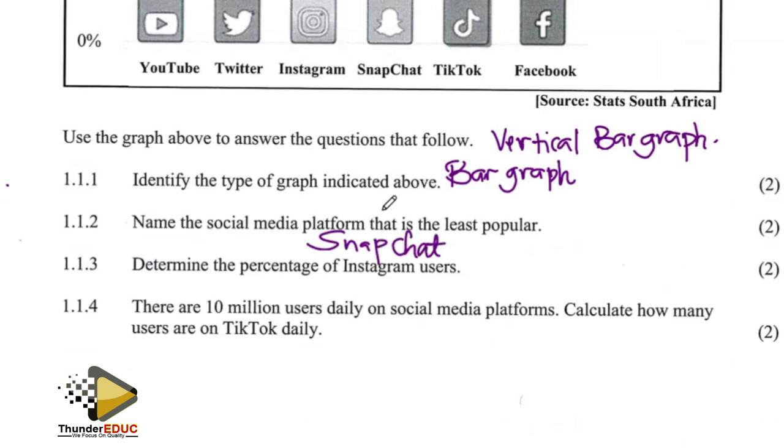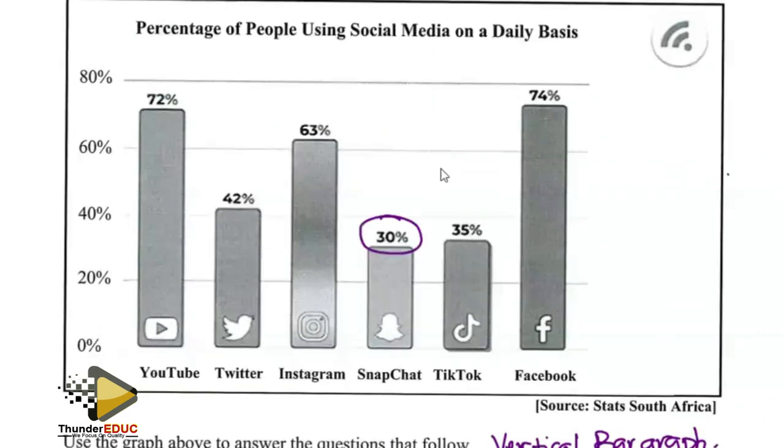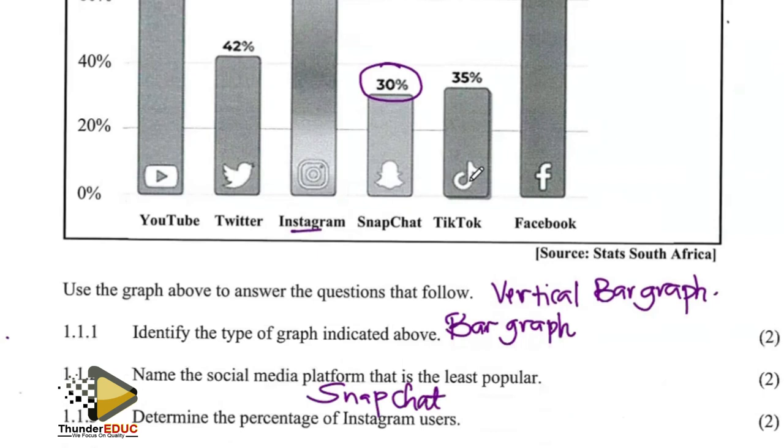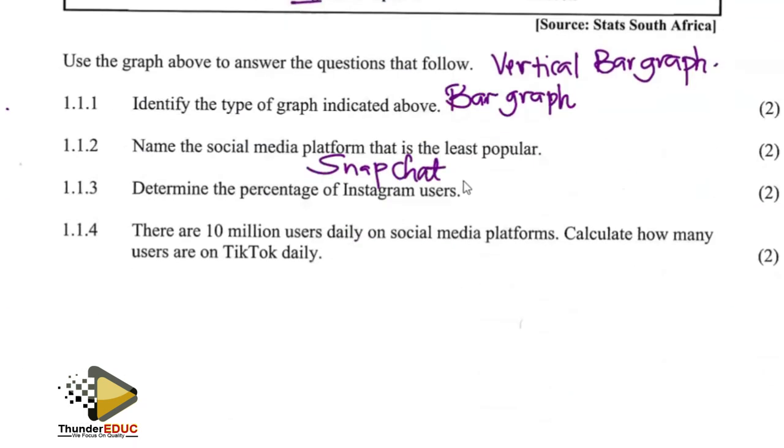All right, determine the percentage of Instagram users. We are determining, actually, you just have to identify it, it's this one here. Instagram, it's this one, and the percentage is 63%. Come down here, write it. Remember, they said determine the percentage. They didn't say determine the number of people.